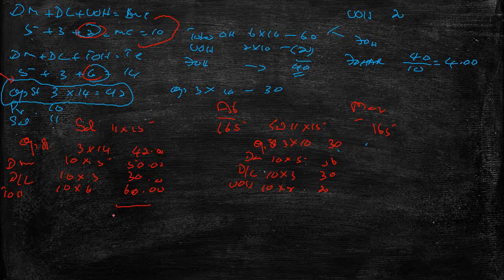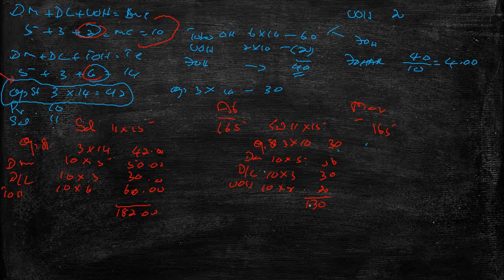It's 42, 50, 30. 42, 50 plus 30 plus 60. How much? 60, 30, 90, 140, 182. Can you tell me the figure for the marginal costing? 30 plus 50 plus 30 plus 20? 80, 100, sorry. 130.